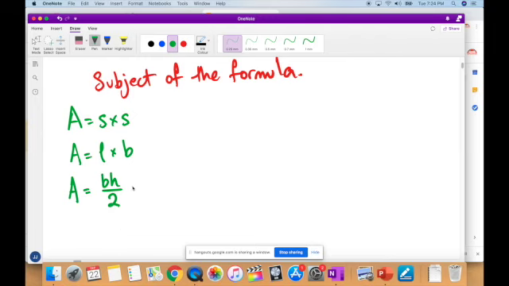You all know this one? Yeah. That's the area of what? That was only triangle. That's the area of a triangle. And why is that the area of a triangle? Base times height over 2. It actually came from the area of a rectangle.